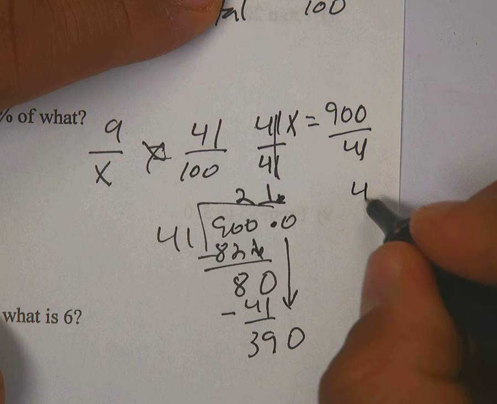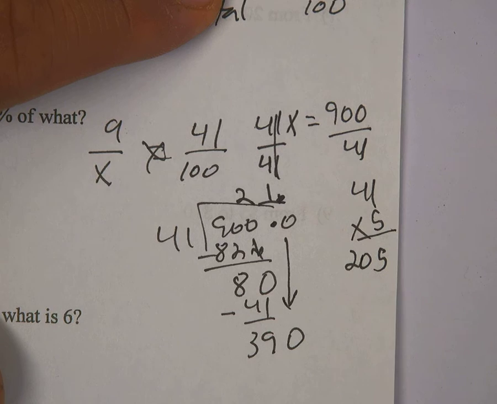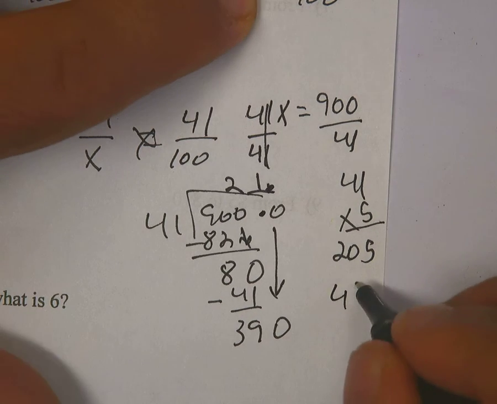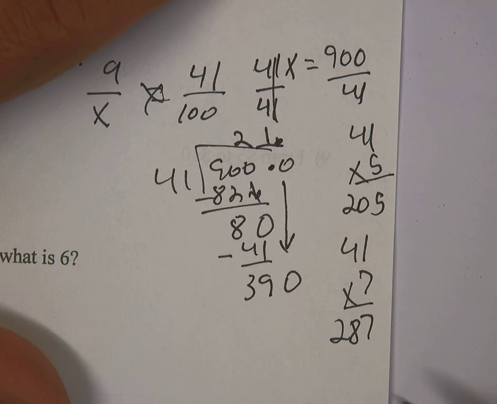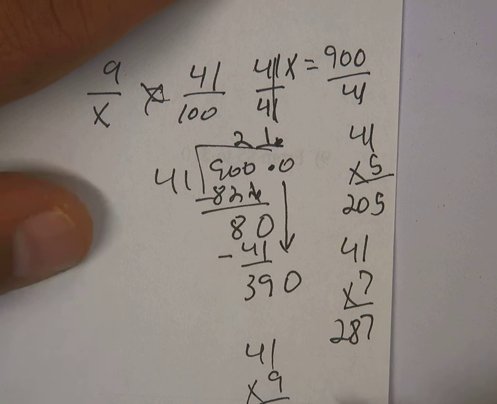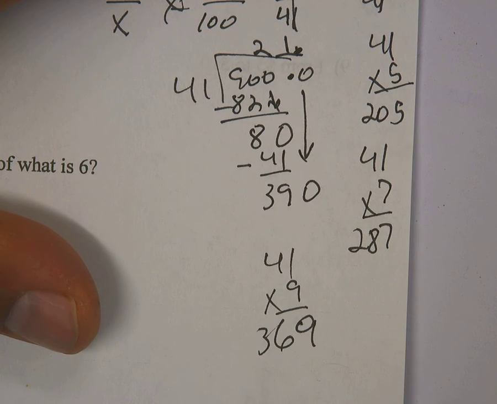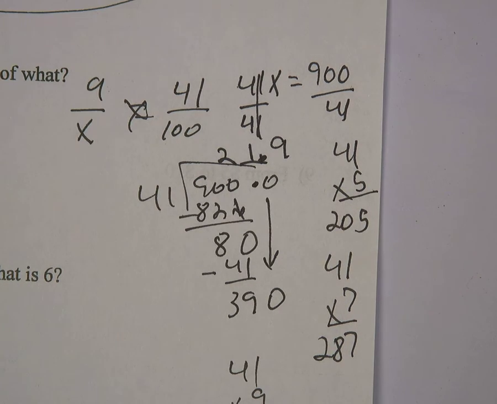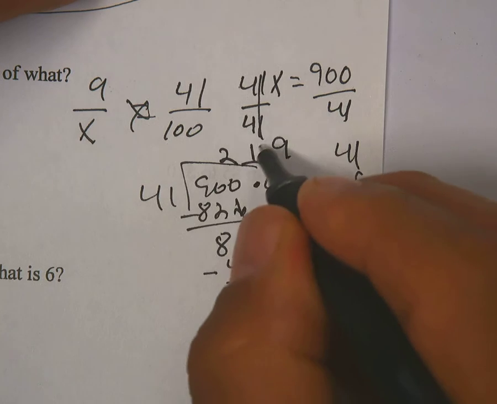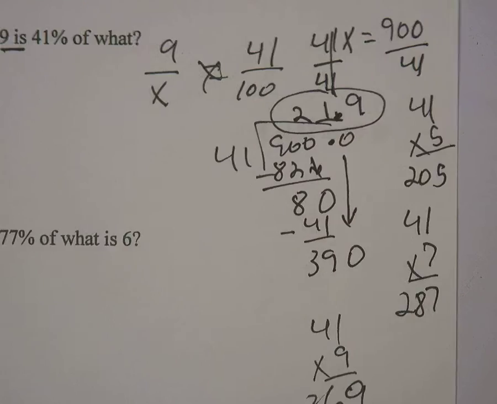And I always try 5, and maybe I get lucky the first time. 5, 20, no, they didn't give me the answer. So I'm going to try 7. 7, 28, getting closer. Let's try 9. 9 times 4 is 36. And so I get 369, which is pretty close. Okay? And I'm not going to continue this problem because that's as far as I want to go. And so I'm going to put there 21.9. From there I can round to the nearest whole number if I wanted to. Okay, 21.9.